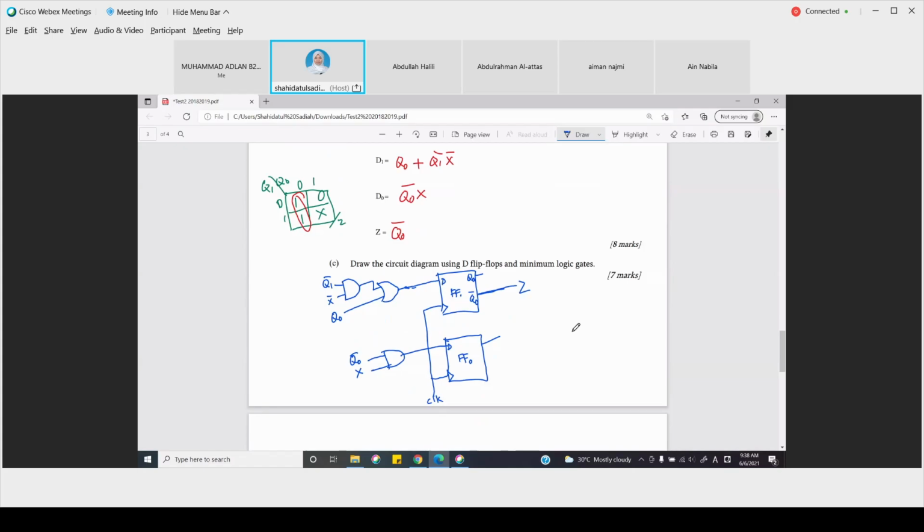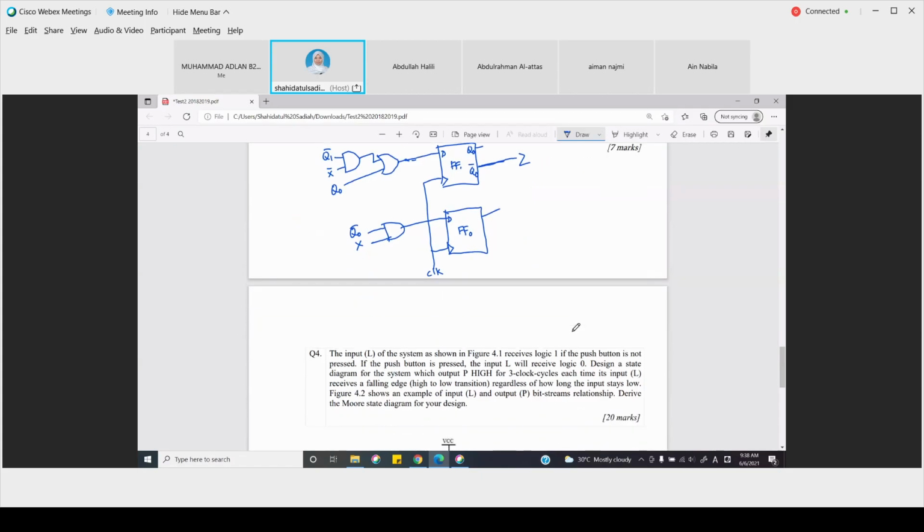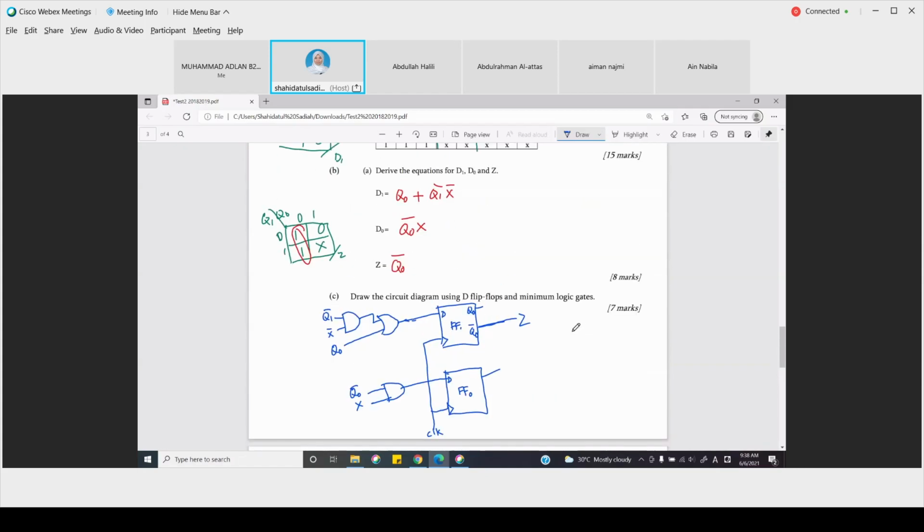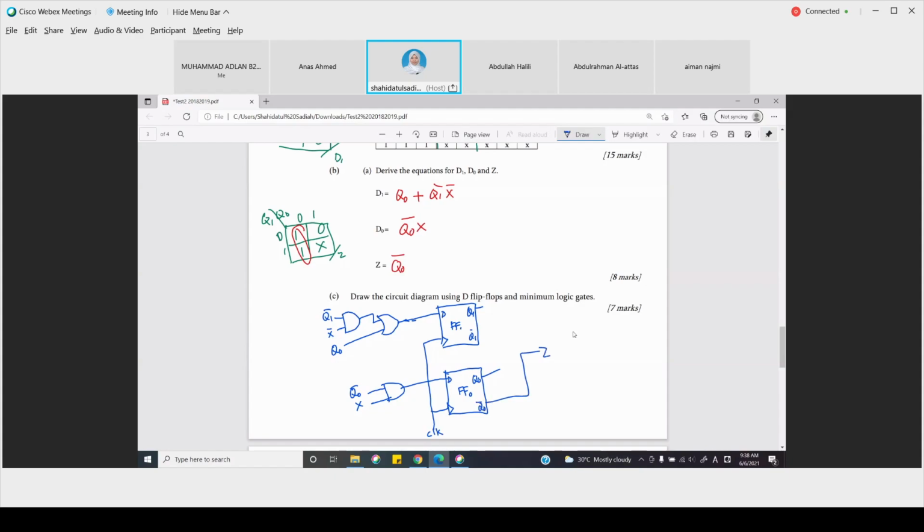If there are no questions, I will proceed since it's already 9:40 and there's only one more question left. Yes, question: Z supposed to be Q0 bar, connected to flip-flop 0, right? Okay, flip-flop 0. Thank you, Anas. This is not Q0, this is Q1 bar. This is Q0, Q0 bar. So this will be Z. Right? Thank you very much.